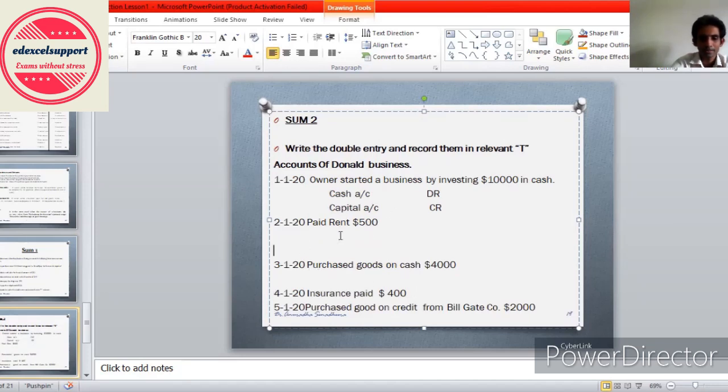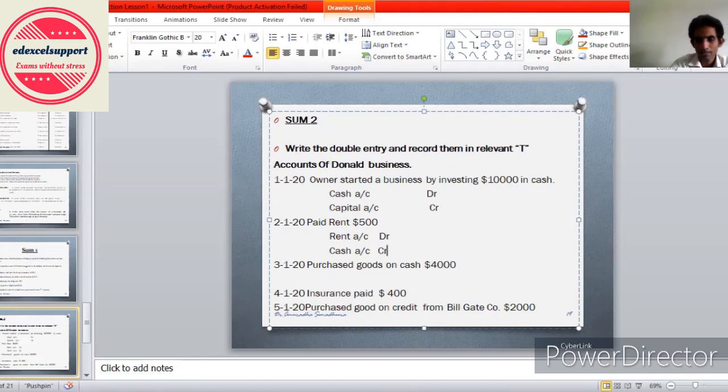Next one is paid rent. So in this case, we have two accounts. One, the rent account should be there. Then there should be another account, that is your money. They are paid by cash. A cheque is not mentioned, so it must be the cash account. Now we identify which account is to be debited and which account is to be credited. When you pay rent, your rent expense will increase, so the rent account will be debited, and the cash account will be credited because money is going from the business to pay the rent.